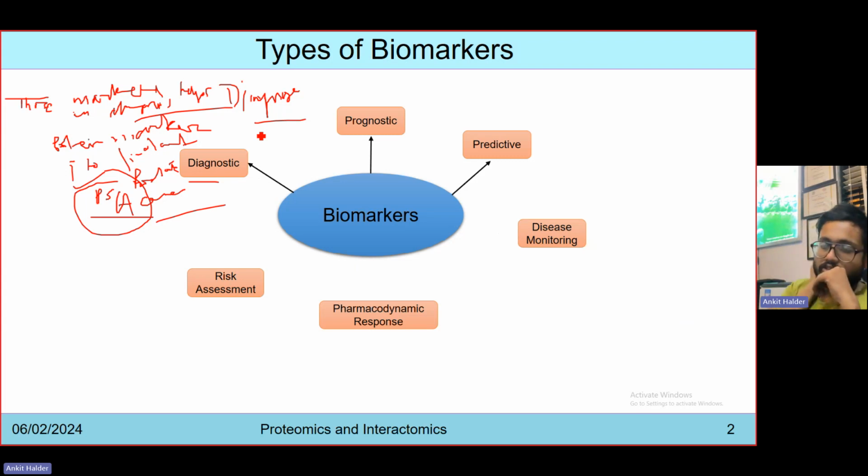These are the ones which help us in the prediction of whether a disease will occur or not, or whether monitoring of certain markers can prevent those particular diseases or not. So these are the predictive biomarkers.